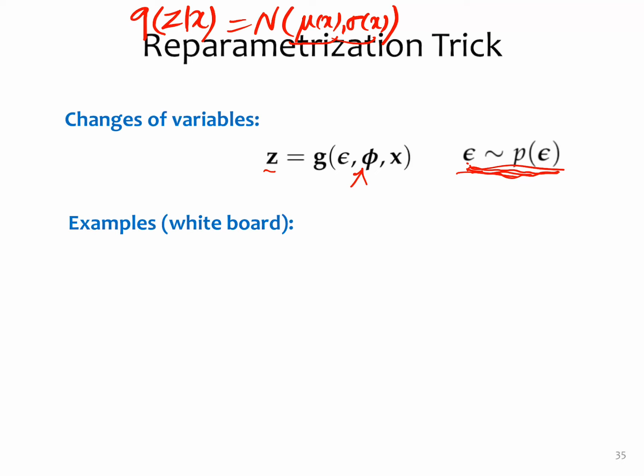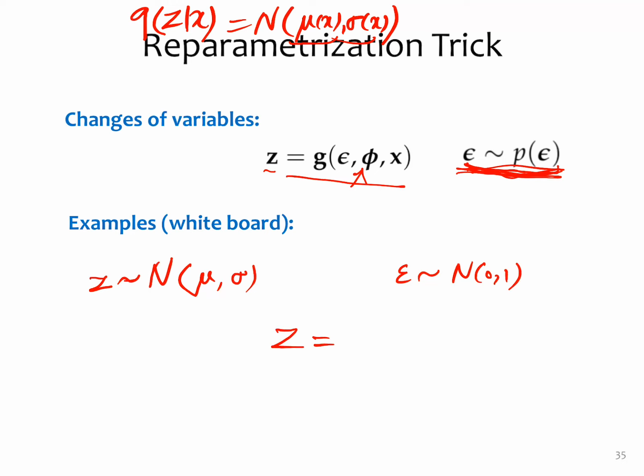So I have some distribution that is fixed and some change of parameters. Let me give you an example. Let's say I want a normal distribution with mean mu and variance gamma, and Z is distributed by this. I can use a canonical distribution, say epsilon, normal 0 and 1. How can I make Z a deterministic function of epsilon?